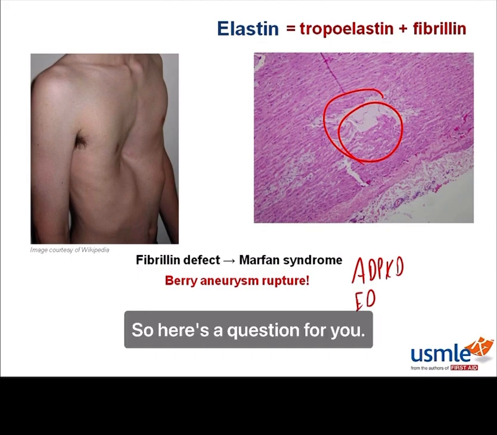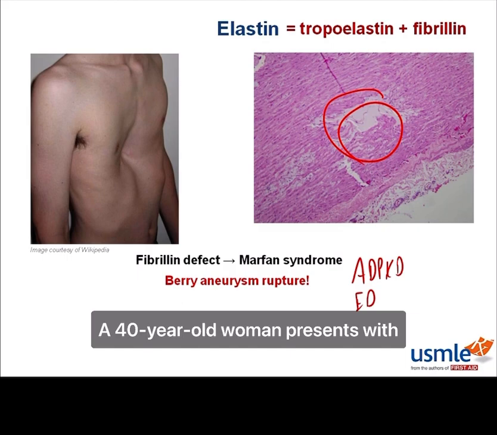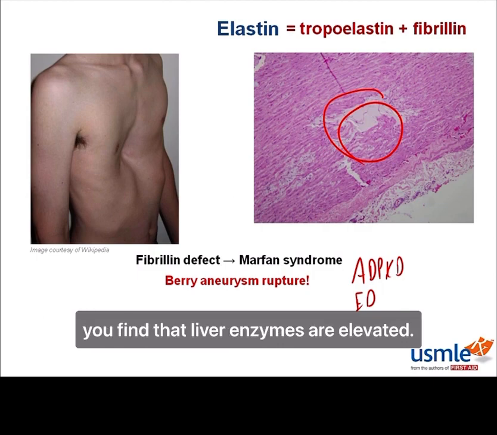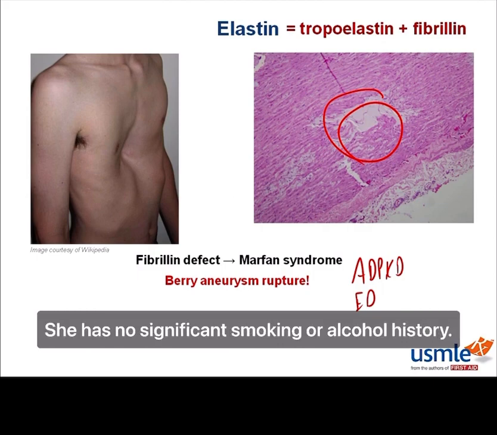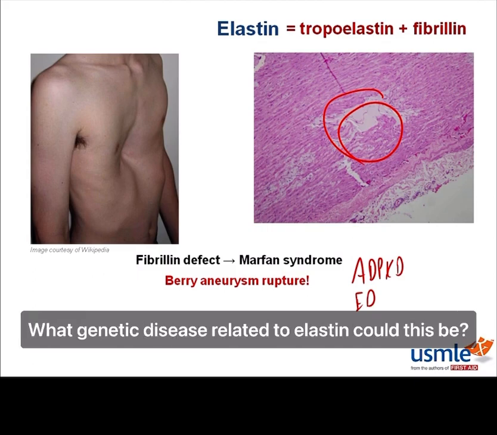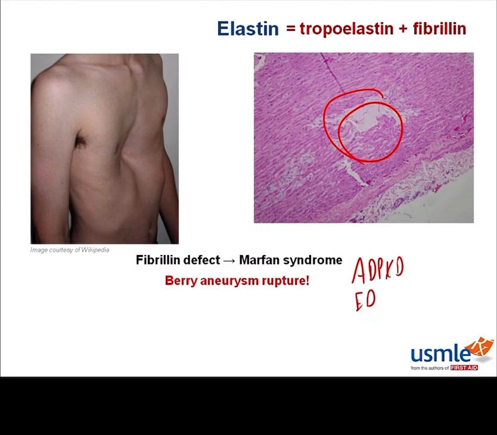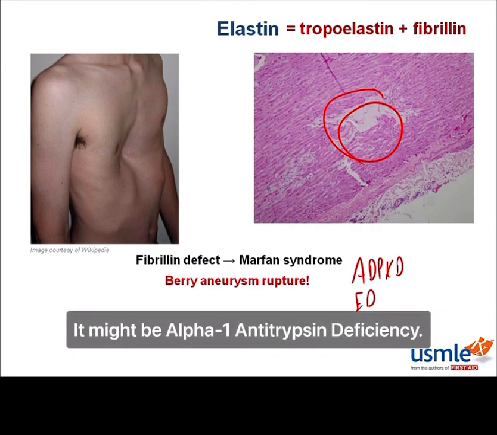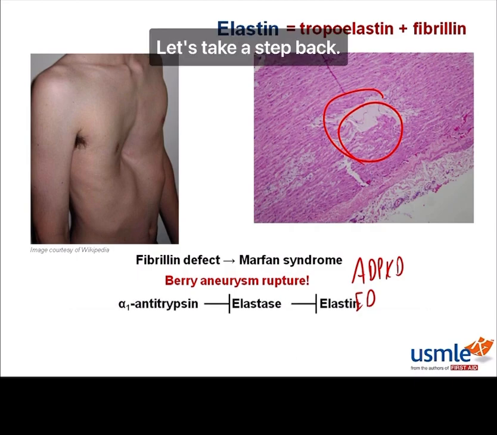So here's a question for you. A 40-year-old woman presents with gradual onset of new shortness of breath and nausea. You order a bunch of blood tests, and you find that liver enzymes are elevated. She has no significant smoking or alcohol history. What genetic disease related to elastin could this be? It might be alpha-1 antitrypsin deficiency. Alright, I'll explain. Let's take a step back.